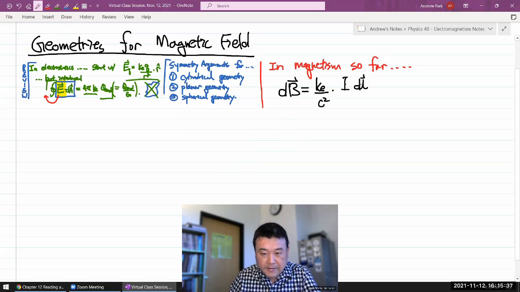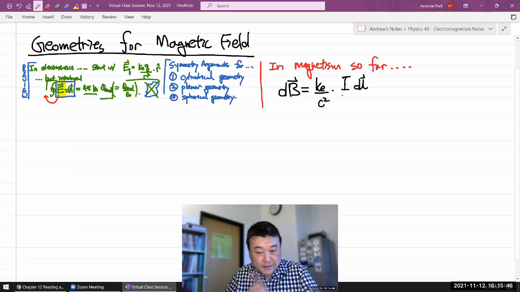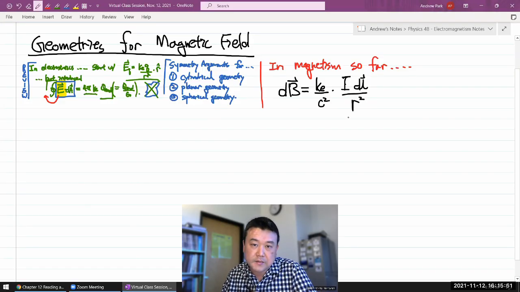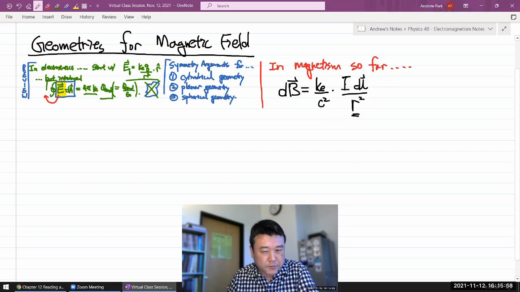So this I dL is what indicates that it's the amount of current in a small segment of wire. And there's a 1 over r squared, because magnetism is still an inverse square law. It goes as the inverse square of distance, at least for point sources. Now, the direction of the magnetic field is quite complicated. It's all captured in I dL cross r hat.